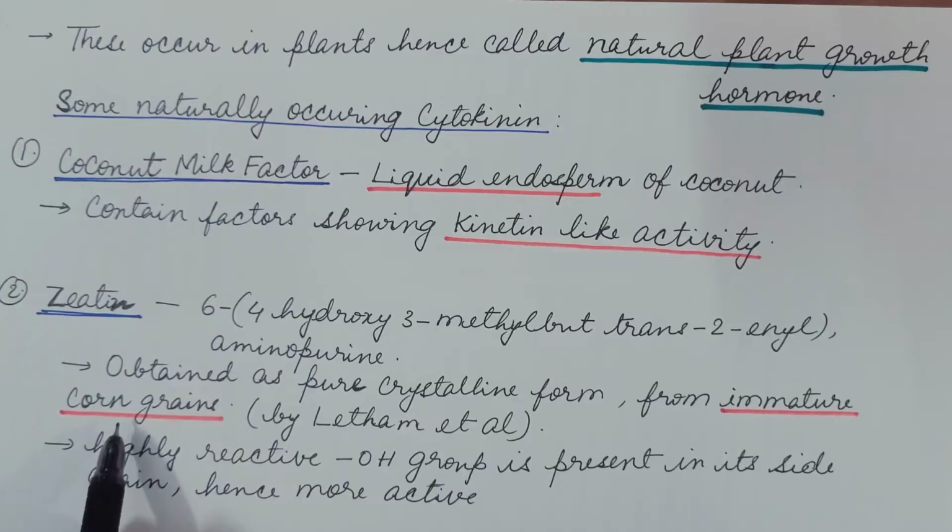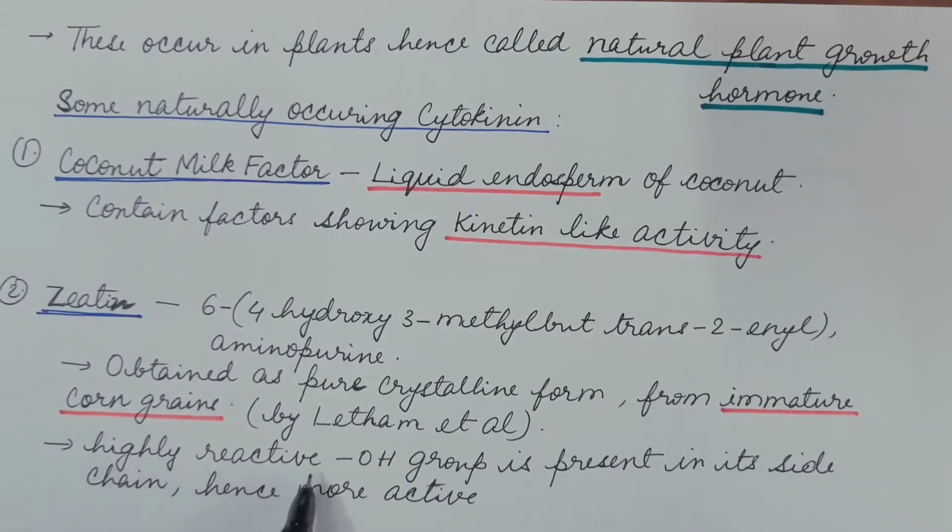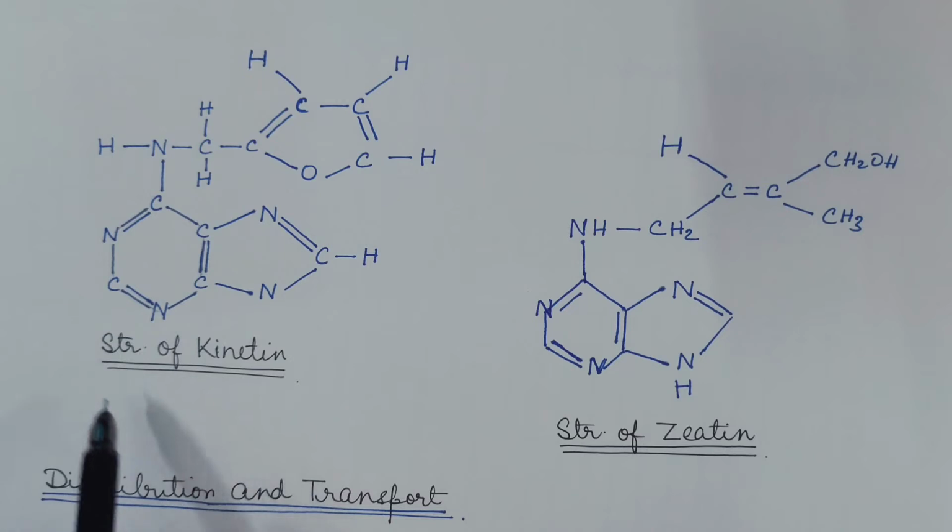Hence the name zeatin. It is highly reactive. Hydroxyl group is present in its side chain, hence it is more active. This is the structure of kinetin. This is the structure of zeatin.